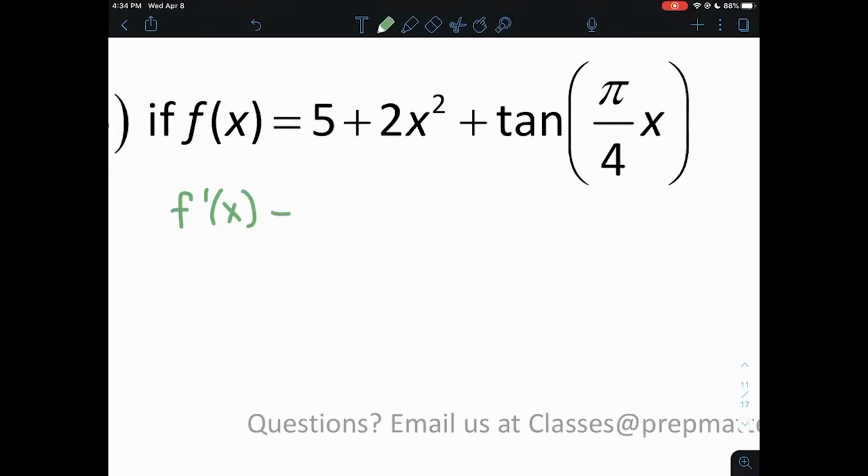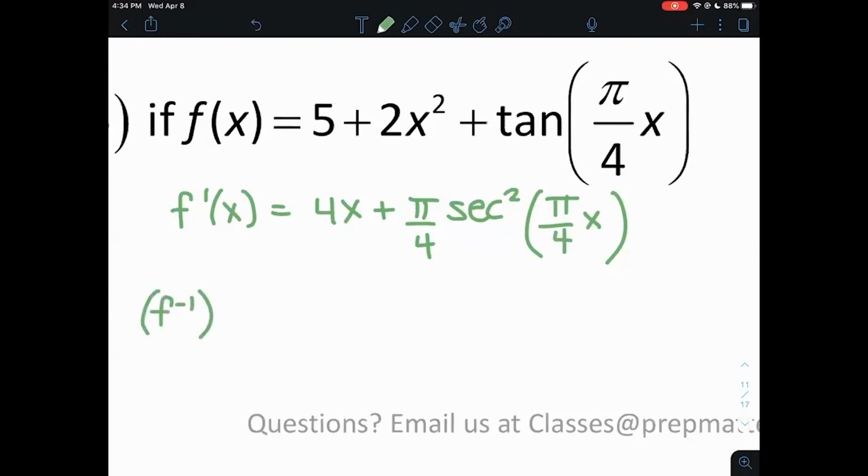So derivative here equals 4x plus derivative of tangent is secant squared. This is a chain rule situation. Secant squared of pi over 4 x times pi over 4. That's a chain rule right there. Now, that becomes the denominator of our actual inverse formula.